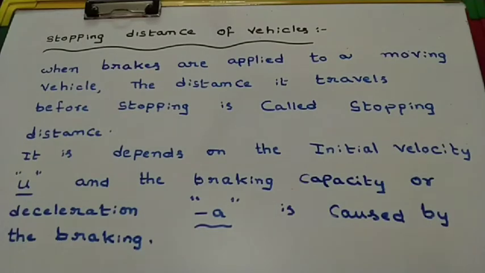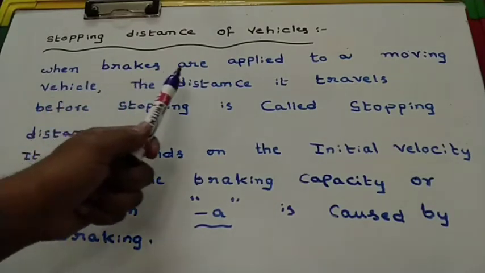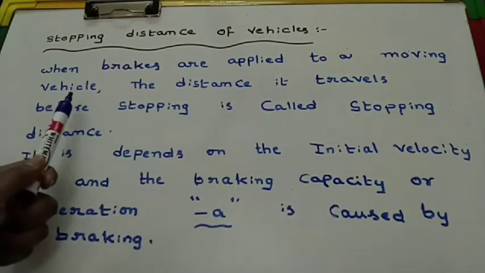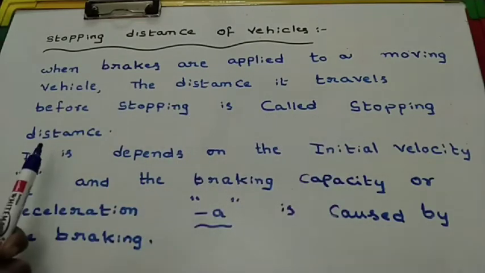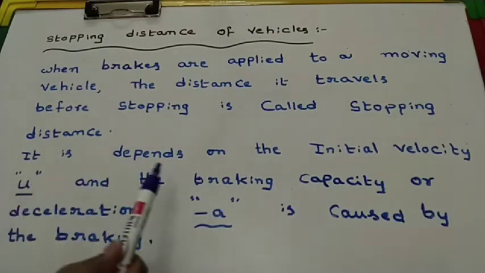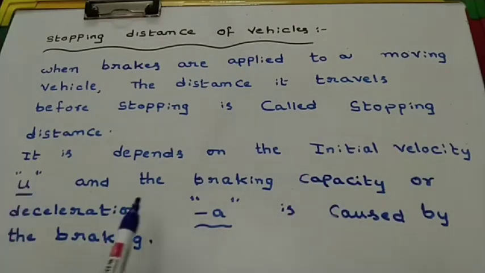Once again, I am repeating this content. When brakes are applied to a moving vehicle, the distance it travels before stopping is called stopping distance. It depends on the initial velocity u and the braking capacity or deceleration, minus a, caused by the braking. Now, this is about stopping distance. Now we are going to discuss a numerical about stopping distance.